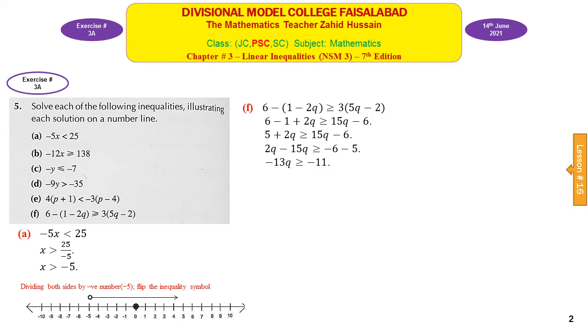Now to find the values of q, we will divide both sides by minus 13, and we know that dividing both sides by a negative number, that is minus 13 in this case, flips the sign of inequality. So q is less than or equal to, here there is greater than or equal to. When we divide both sides by minus 13, minus 13 will be cancelled with minus 13, and minus 11 divided by minus 13 will give you q is less than or equal to 11 over 13.